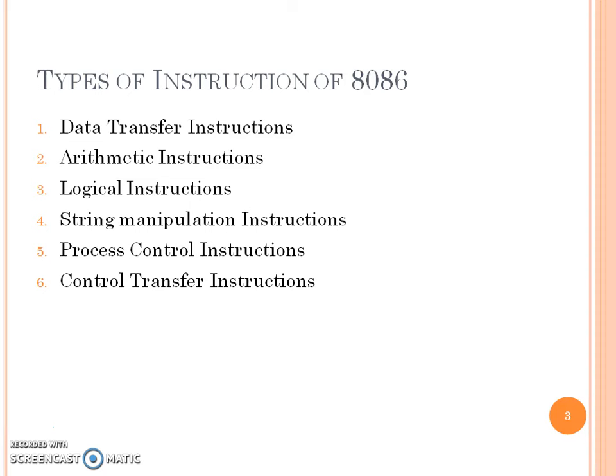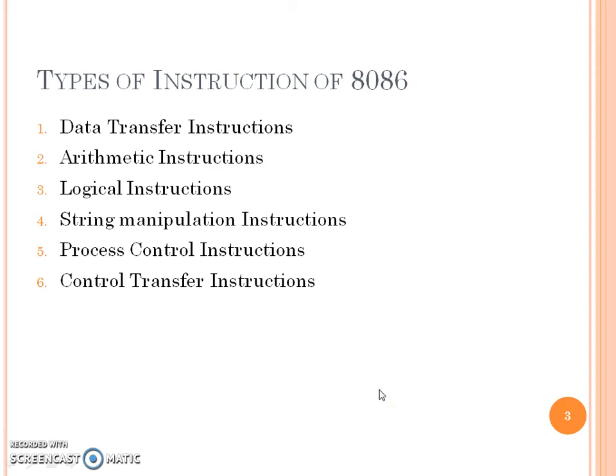First, we will enumerate the different types of instructions of the 8086, and they are the data transfer instructions, arithmetic instructions, logical instructions, string manipulation instructions, process control instructions, and control transfer instructions. Today in our course, we are going to study the first group, data transfer instructions, what the various instructions available in this group are, and how they work.